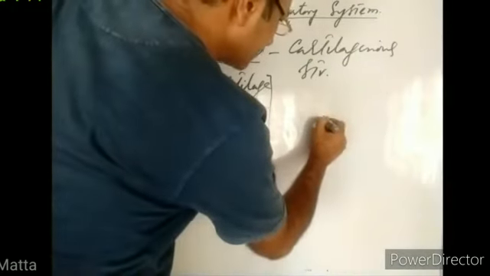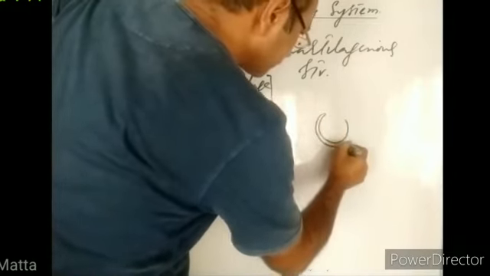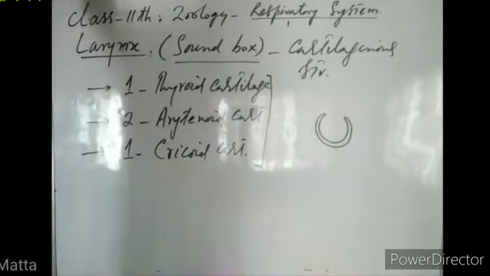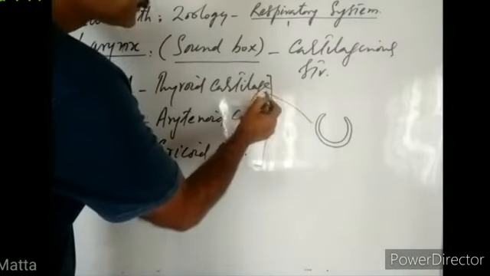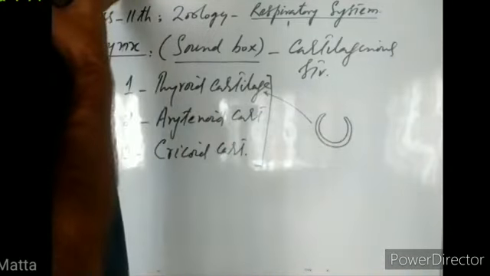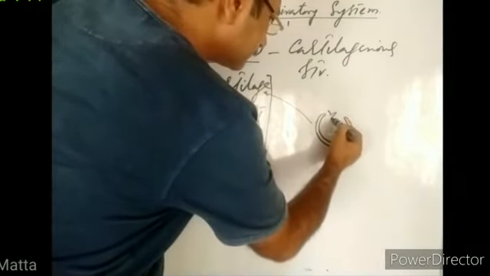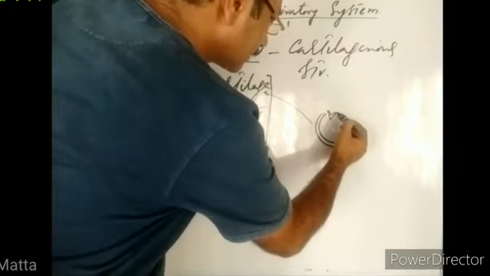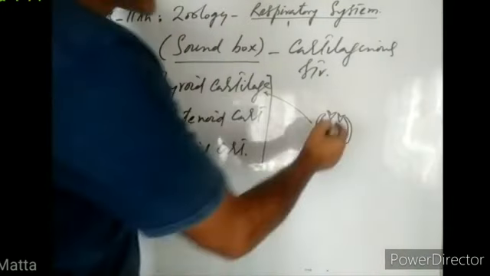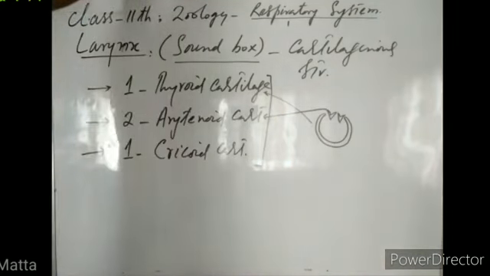The thyroid cartilage is present on the front side of our neck, and it is somewhat C-shaped. Behind this thyroid cartilage, on its posterior side, there are two triangular pieces of cartilage. These two triangular pieces of cartilage are the ethmoid cartilages.